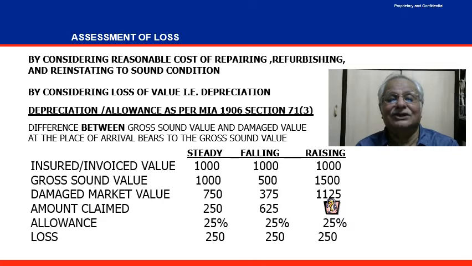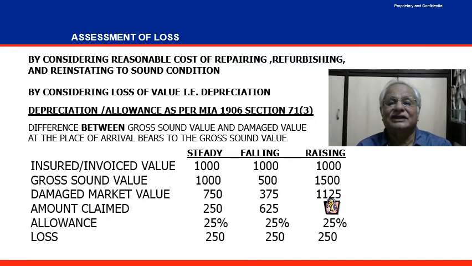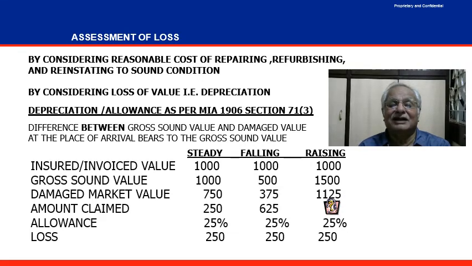There is a loss. How is the loss worked out? This is spelled out in Section 71, which says it is 1,500 minus 1,125, divided by 1,500, multiplied by 100. It becomes 25%. The 25% loss is applicable on the sum insured, which is 1,000. So you should be paying 250, because in a falling market naturally the salvage also will fall. So how to work out depreciation? It is sound market value minus damaged market value, which bears to sound market value, multiplied by 100, which is the percentage allowance applicable on the sum insured.